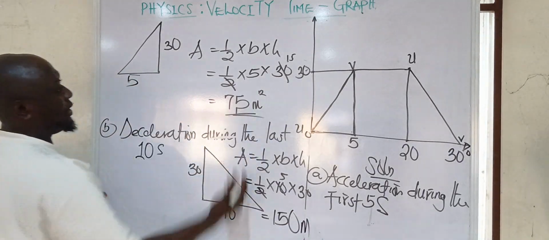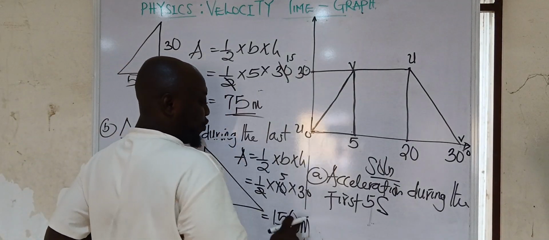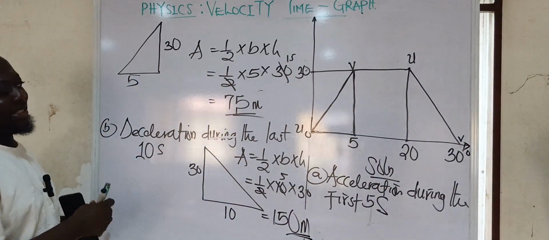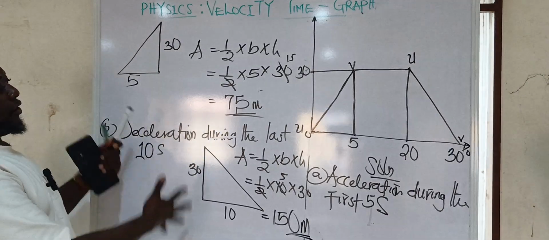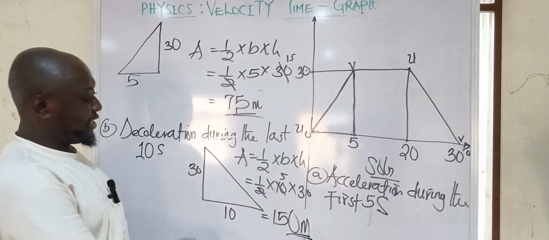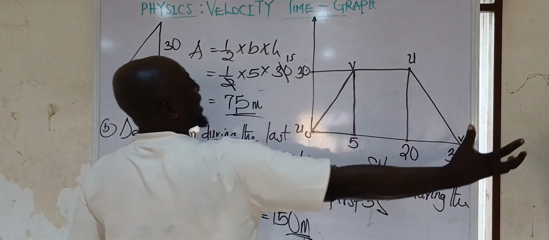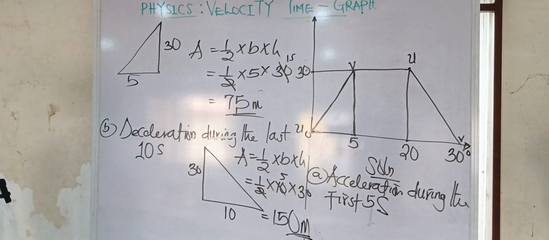meters. The unit we need is meters. We don't need square. It's meters. So this is this. Now, after calculating this, the last thing we want to calculate is the total distance. They say total distance covered. That means calculating this one and this one, and adding them together. That will give us the total distance covered.